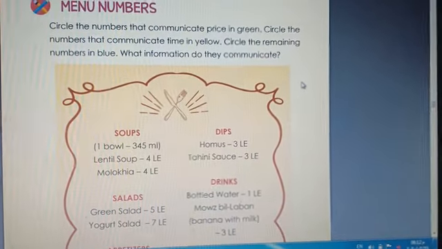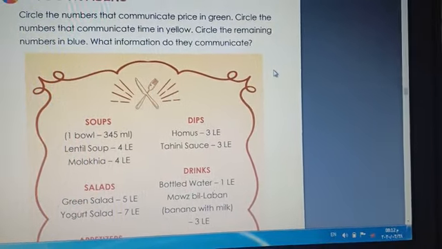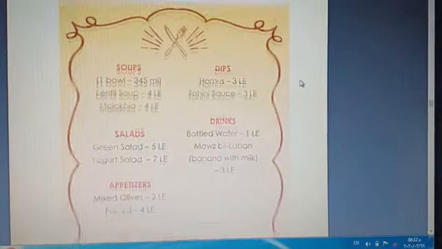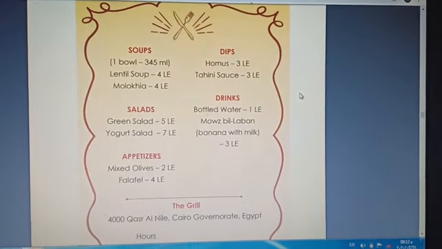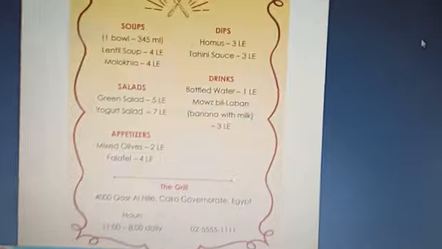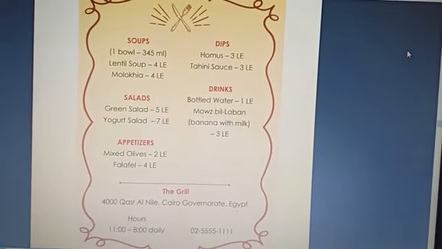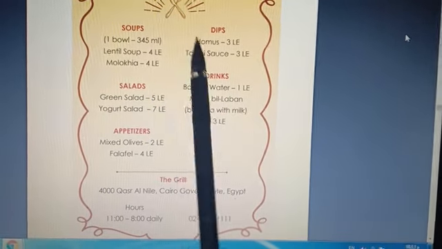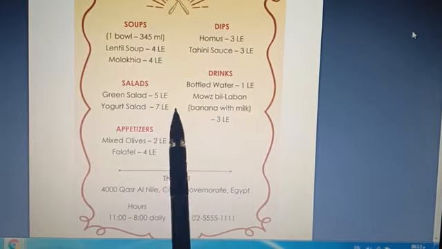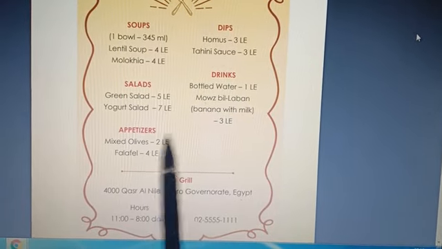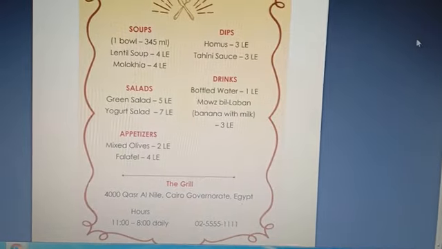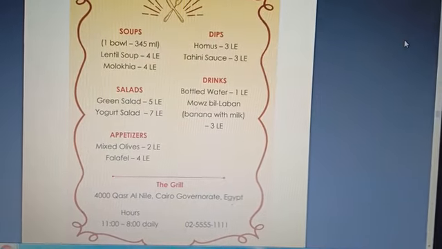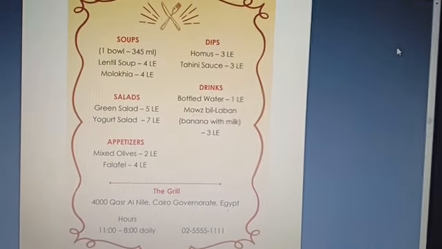What information do the numbers communicate? First, we will look for the first number we see. We see many numbers here. Let's look at this menu. Okay, this is our menu. We see here, for example, the number 7 that has LE. If I see a number that has LE, like here 4, 3, 5, 7, 1, 3, 2, 4, this number has LE. LE means pound. So what information does this number give me? Excellent. It gives me the price of the food.